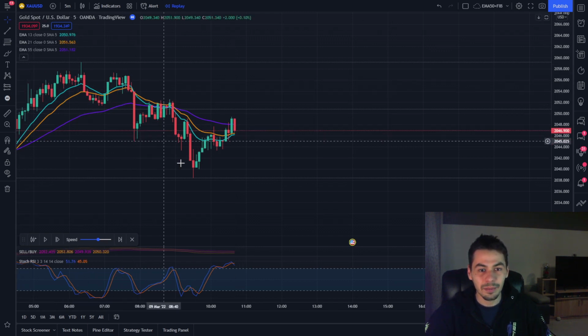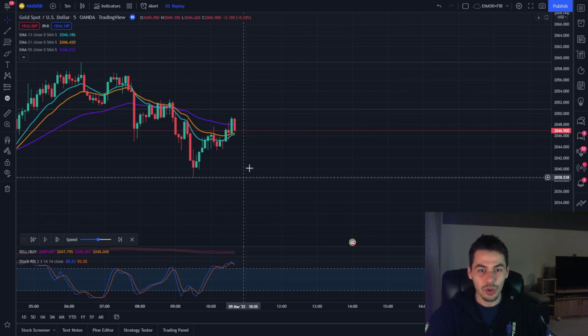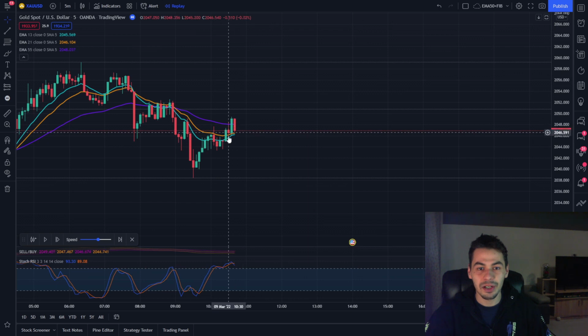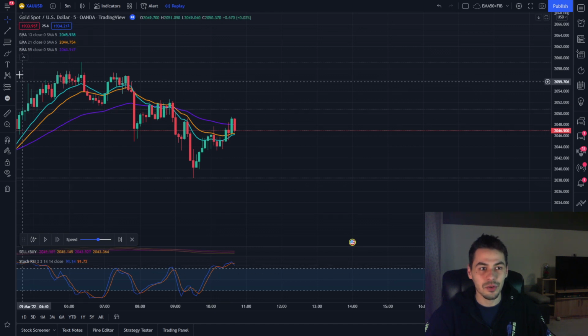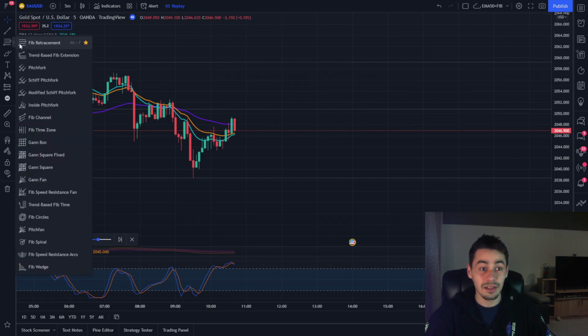Again, market still makes lower lows, so we are poised for another lower low. Again, EMAs are nicely in our favor. Stochastic RSI again is correct. So let's place a trade right here and see what will happen.